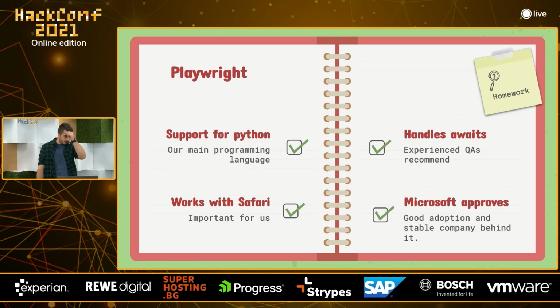We read about some issues around awaits. This is basically when you're doing an end-to-end test with the browser and you have an instruction like click on this button. If the button is not there yet, the framework needs to be smart enough to wait a little until the button appears. So Playwright was doing a good job with that.